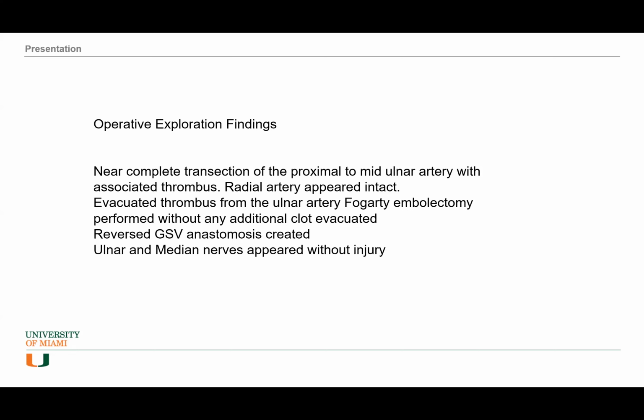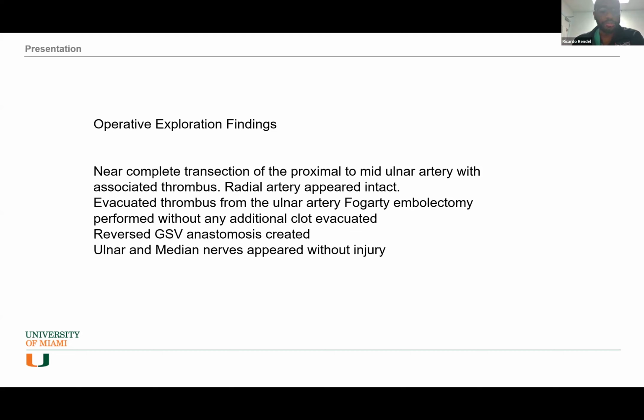What about the brachial artery itself? The brachial artery itself was normal. There was no injury to the brachial artery. The only injury was right where the ulnar artery took off from it. There was like a 2 centimeter defect once we debrided back. But yeah, he had a big injury there.